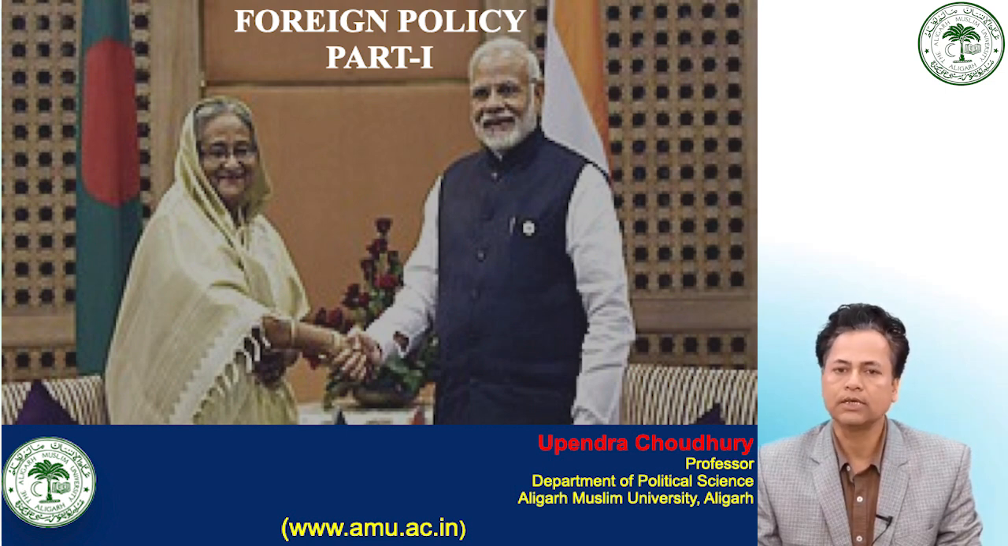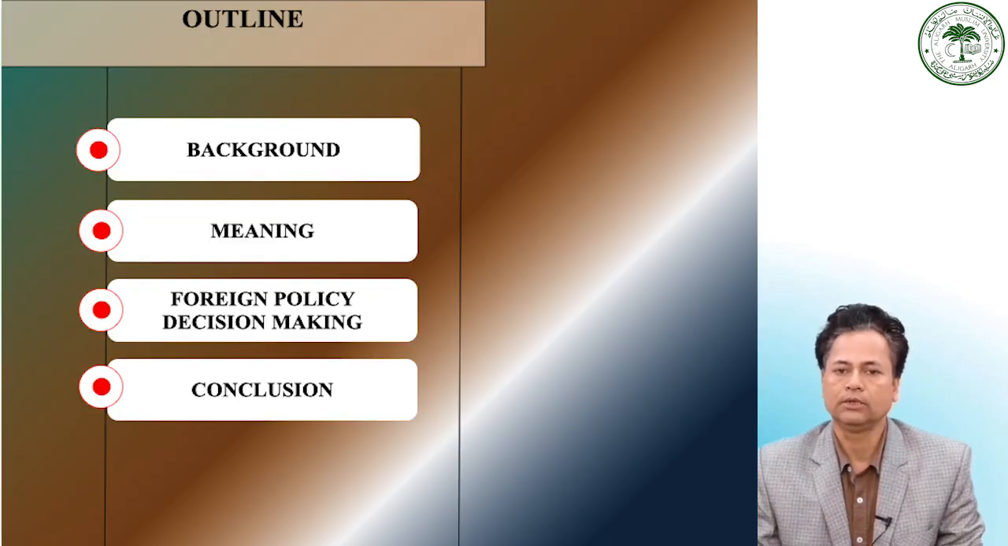In the last lecture we discussed national and comprehensive national power. There is a close link between national power and foreign policy, because if you have power but you do not have a policy to utilize that power, it does not make much sense. So in that way foreign policy and national power are closely related to each other. We will proceed with our discussion on foreign policy in this way.